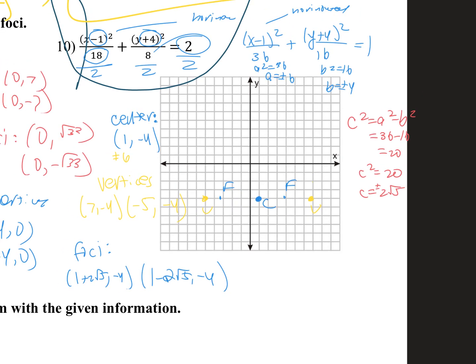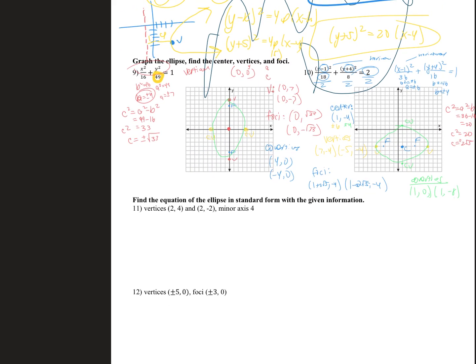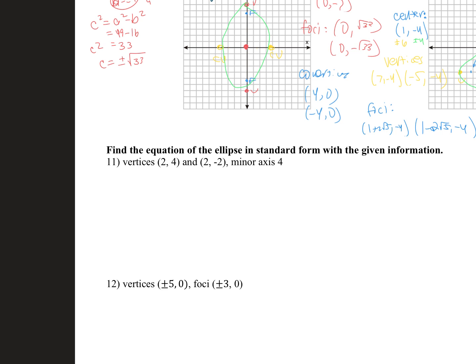And then my co-vertices are going to be my b value. So that's where I'm going to add and subtract my b value to my y. So my co-vertices are going to be at 1, comma, 0 and 1, comma, negative 8. 1, 0, and 1, here. And then when we draw, we have a nice little horizontal ellipse. So here, instead of taking the equation and graphing, we're going to take all the stuff on the graph, and then we're going to write the equation.